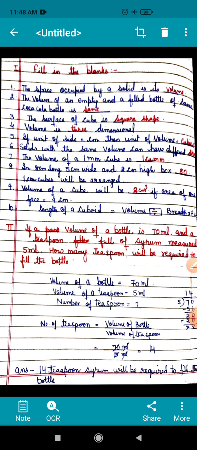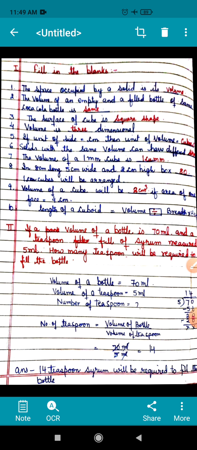Children, you all know that volume of an object is the space occupied by the object, and the capacity of any container is also called volume. And children, you also have learned different formulas to find out volume of a cuboid and cube, and length, breadth and height of cuboid. So using this knowledge, we will do the following given sums. So let us start with fill in the blanks.